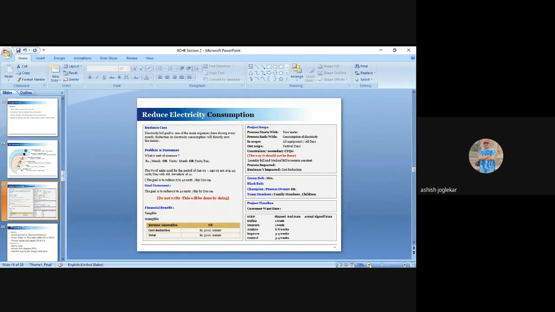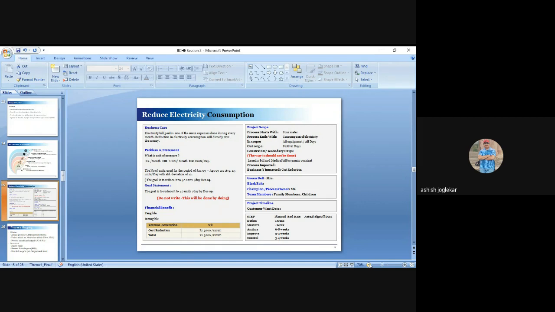For example, in this project, if I say I will reduce my electricity bill from 2,000 rupees to 1,500 rupees, a saving of 500 rupees per month, what will happen? Say from next month, the electricity board increases the charge per unit from 2 rupees to 8 rupees. So even if I reduce my units, the electricity bill will not come down. So we all have to be very careful while deriving the metric.